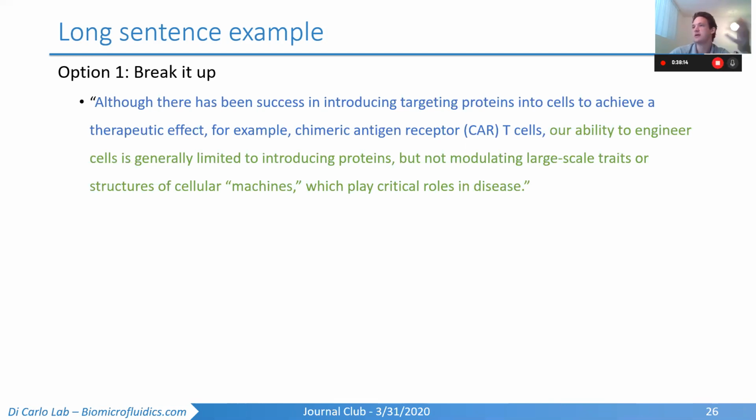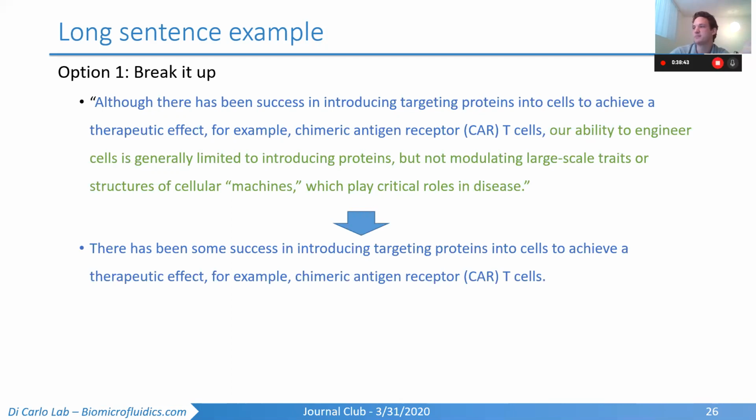One sentence could be just talking about using targeting proteins in cells to achieve therapeutic success. The second point being made is that there's been limited action in actually modulating large-scale traits in these structures or cellular machines. So you could break it up into something like this.